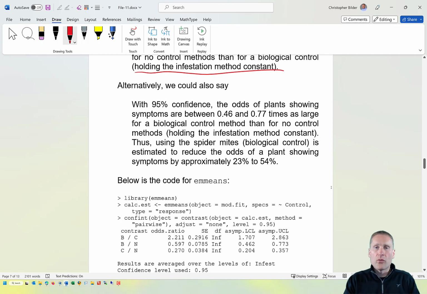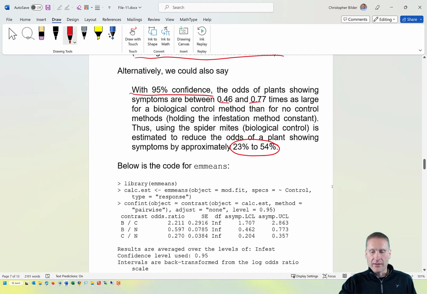Another way that you could phrase this interpretation is with 95% confidence, the odds of plants showing symptoms are between 0.46 and 0.77 times as large for using a biological control versus no control. So I inverted the odds ratio, and some people might even prefer this. We can see that the biological control reduces the odds of infection by between 23 to 54% with 95% confidence, holding infestation method constant.